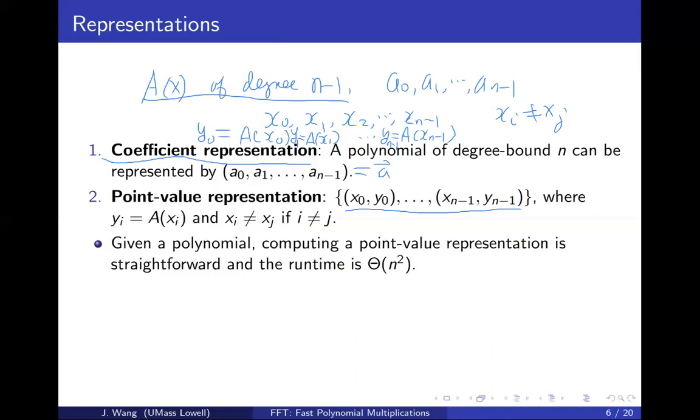So computing a point value representation from a coefficient representation, you will first need to compute this, right? We know that evaluation takes linear time. You have linearly many points, so it takes straightforwardly on the order of n squared operations to come up with a point value representation.